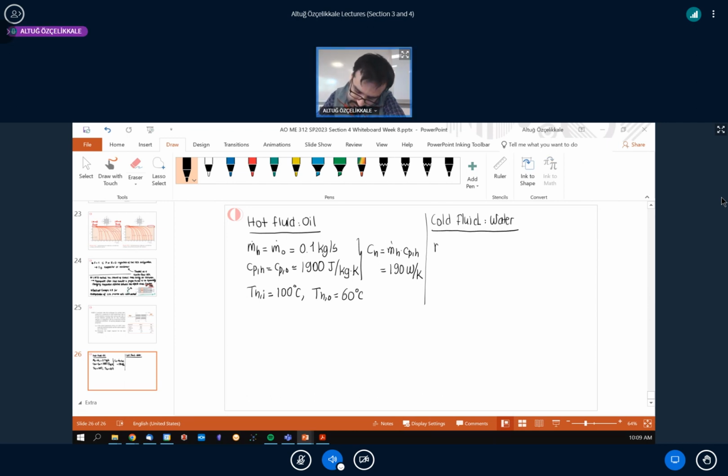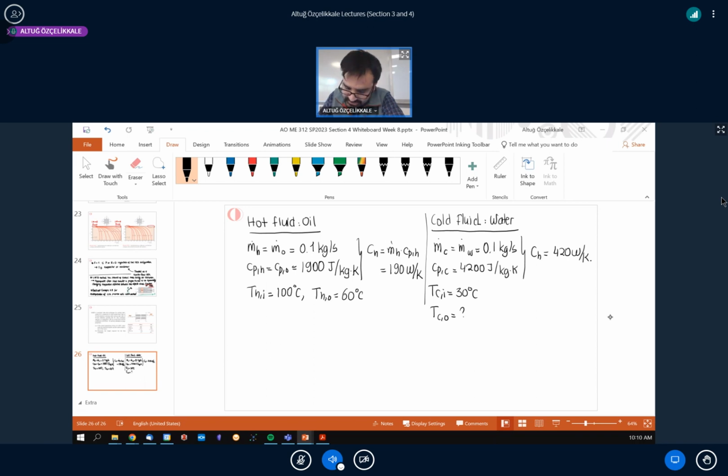Okay, so that's water, mass flow rate, same. And the specific heat of the cold fluid is given as well. Together, the heat capacity rate of the cold fluid you can calculate. I already showed you how to do it, so you can do it. And 30 degrees. The question is, what is the outlet temperature of the cold fluid, water?